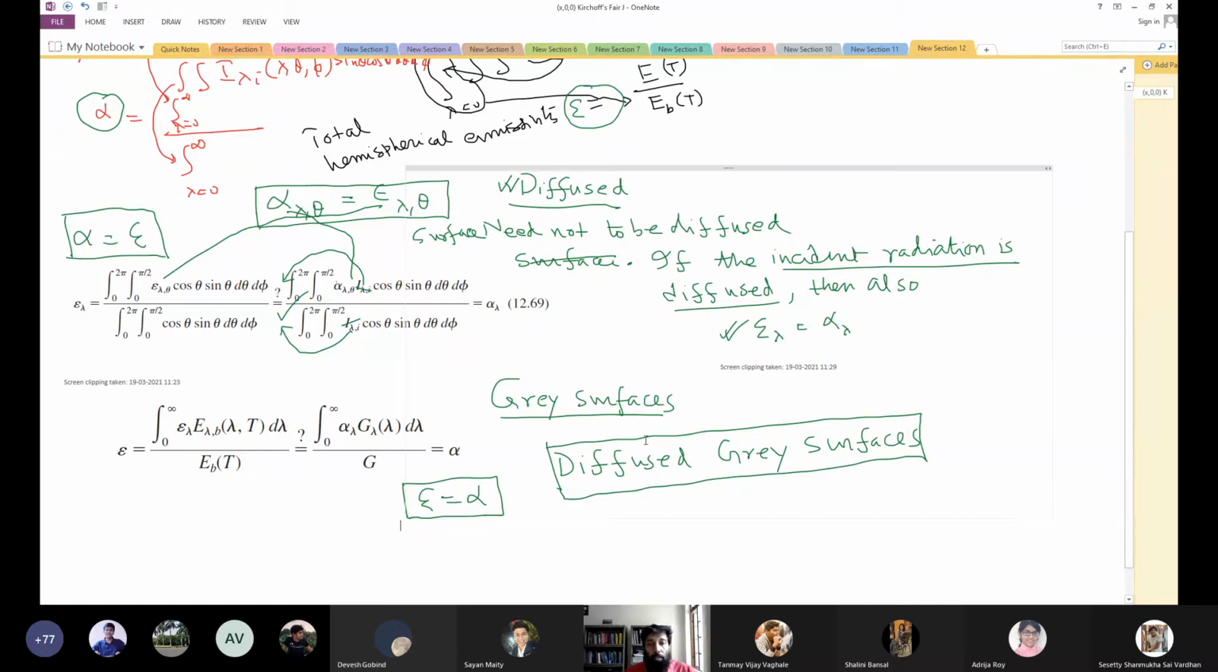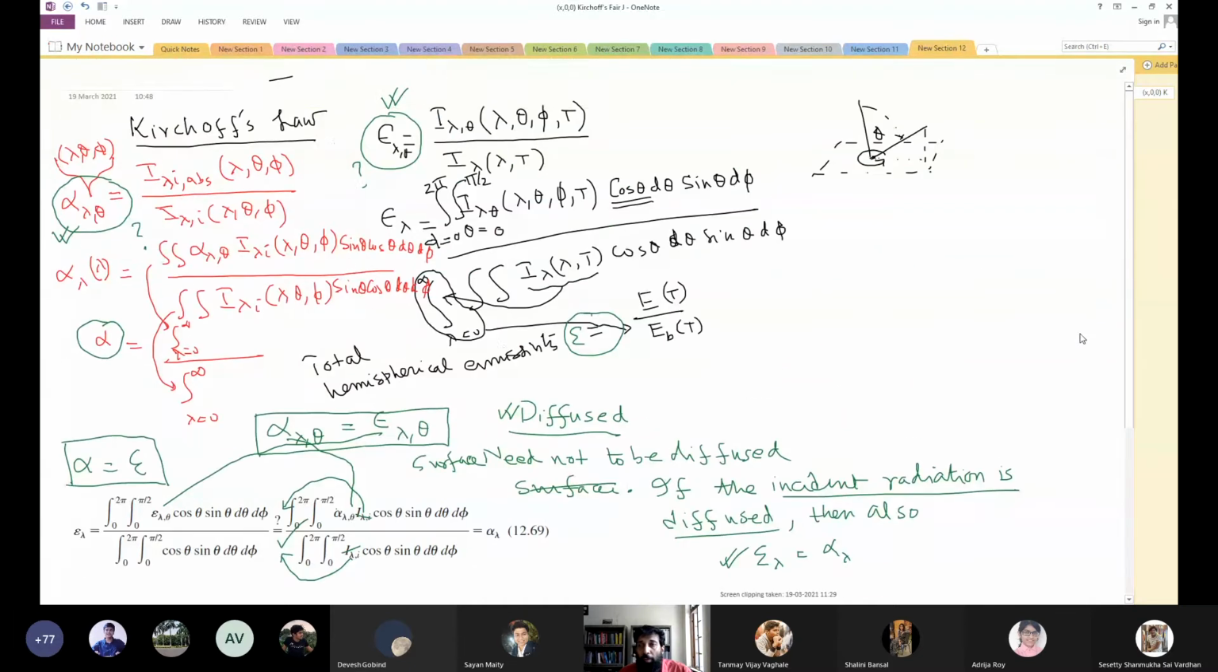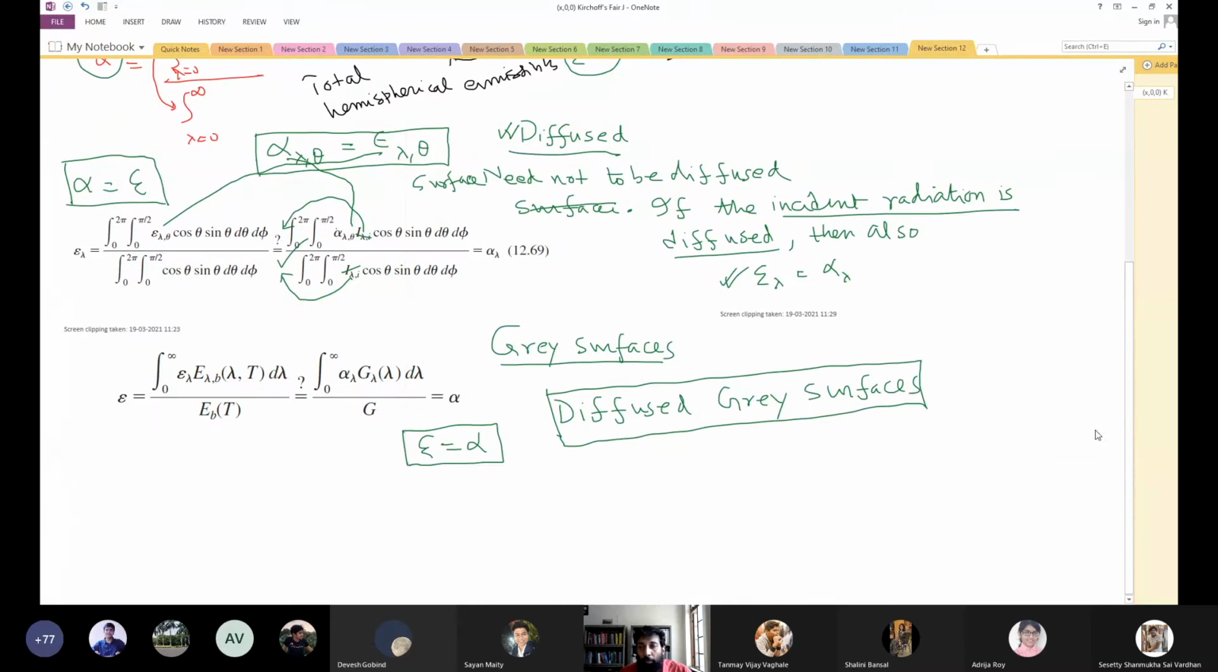Okay. So next thing. Even if you forget everything else, all you have to remember for Kirchhoff's law is that Kirchhoff's law states that epsilon equals alpha, and it's applicable for diffuse gray surfaces, nothing more.